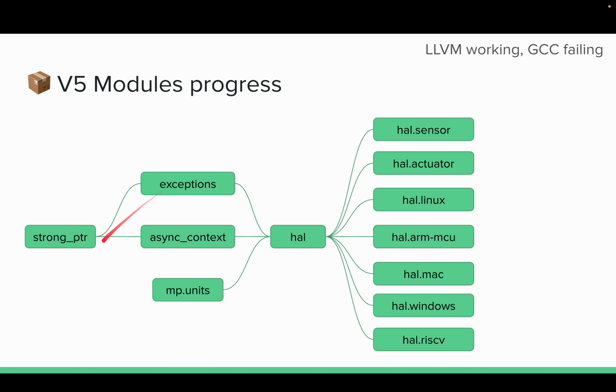Exceptions may use strong pointer, maybe, may not actually. It depends on what happens. But I put this link here just because it might actually end up depending on it. And the MP units will also be a dependency here. So once I start building out HAL, I'm curious to see how well LLVM supports it. My guess is that it's going to work well. It seems they've had support for modules for a bit, and it seems quite mature. So if that works with HAL, then the next step is just to really start moving everything else over and seeing where things eventually break. And if nothing breaks, then we're in a good spot.